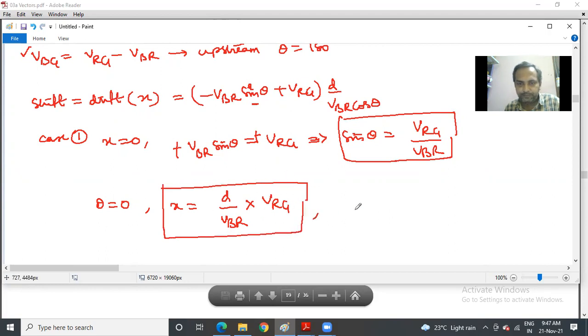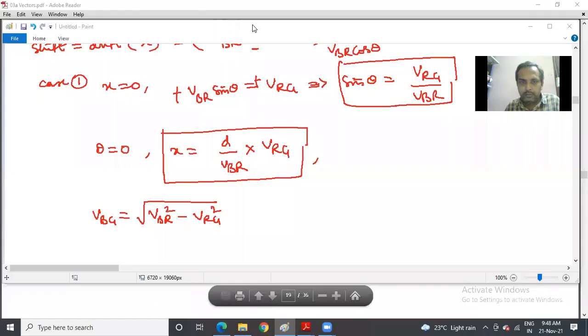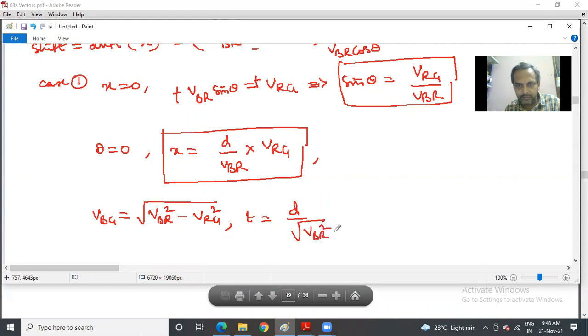Then next, suppose the boat reaches the other bank of the river in the shortest distance. You got that VBG is equal to root over VBR square minus VRG square. So here also you can find out the time, d by root over VBR square minus VRG square. Based on this also you can expect a numerical. So these are all the formulas we discussed in the previous video.